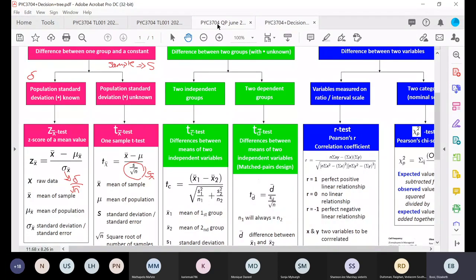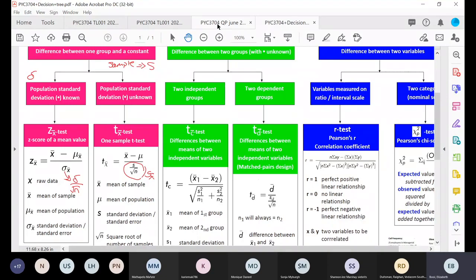Now you need to ask yourself the following question. When you have two groups, where you have to test the difference between two groups, you ask yourself this question. One, are the groups independent or the groups dependent? How do I even know? That's what you're going to ask yourself. How am I going to know whether the groups are dependent or independent?